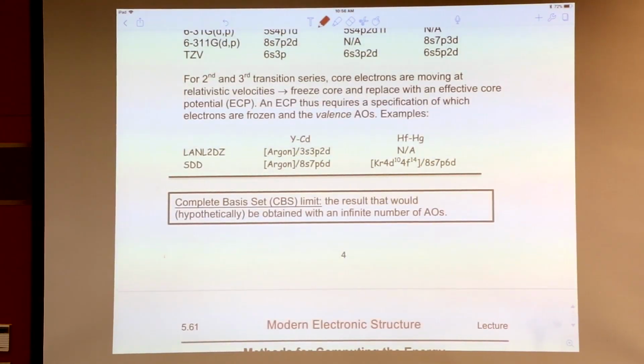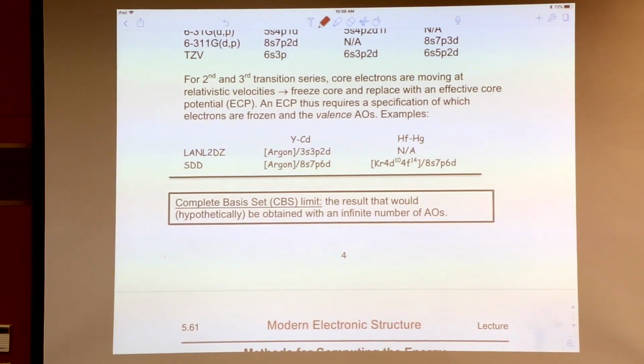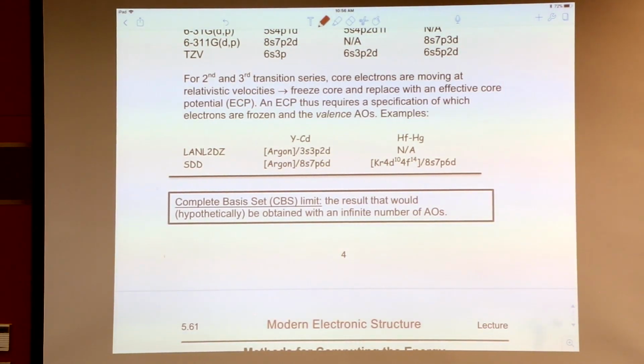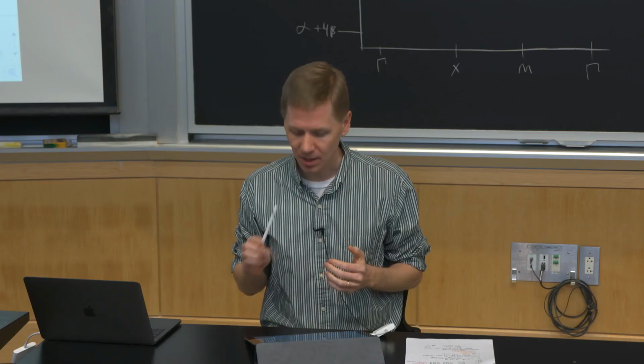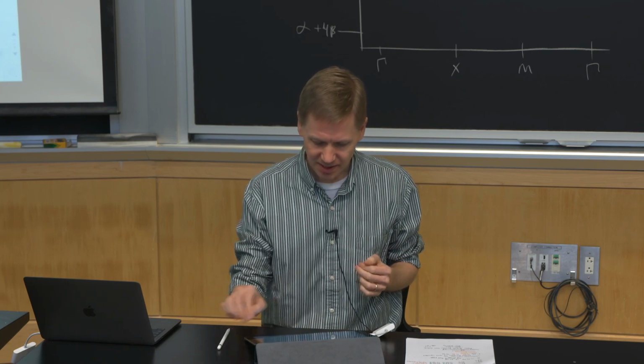But the overall idea here is that we're trying to approach this particular limit, which is known as the complete basis set limit, which is the result that you would hypothetically get with an infinite number of atomic orbitals. So you just crank up, include all the atomic orbitals in the universe, you would get to the right answer. And we're just trying to asymptotically approach that by making our basis sets bigger and bigger until we run out of steam. Okay? All right, so that's everything about basis sets.